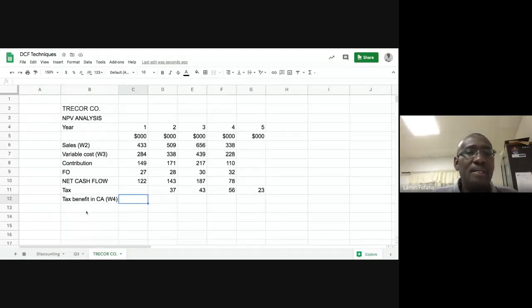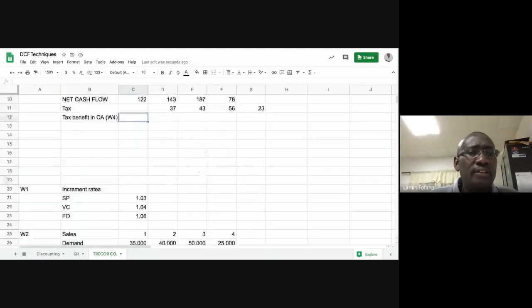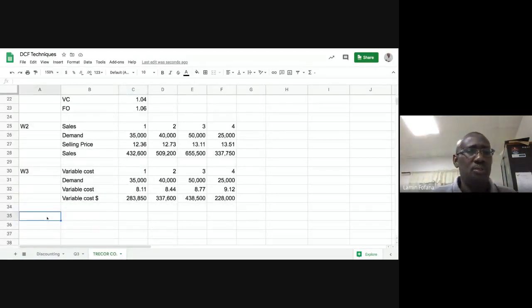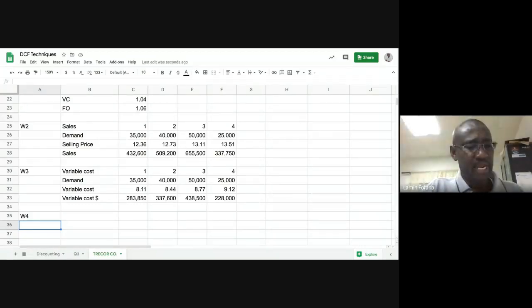So we're going to calculate that tax. We go to working 4, W4. Our working 4 will be the calculation of capital allowance. We calculate capital allowances using a reducing balance method.